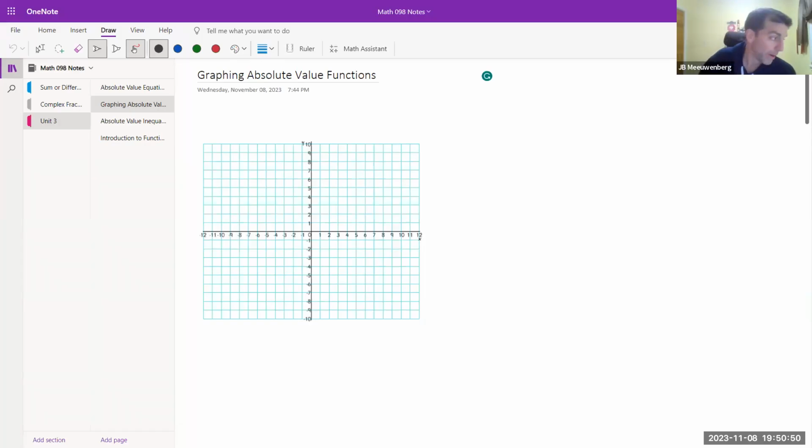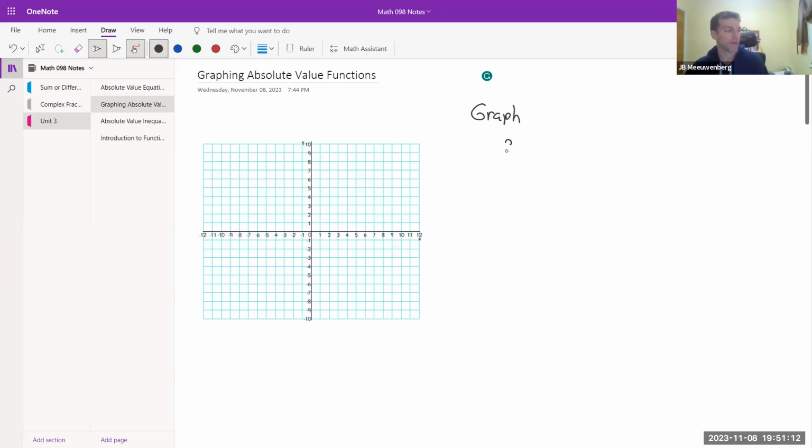We are now going to learn about graphing absolute value functions. Now, this is different from other lines that we may have graphed already. So we'll start with a review. I want to graph a linear equation first, and I'm going to write it in function notation.